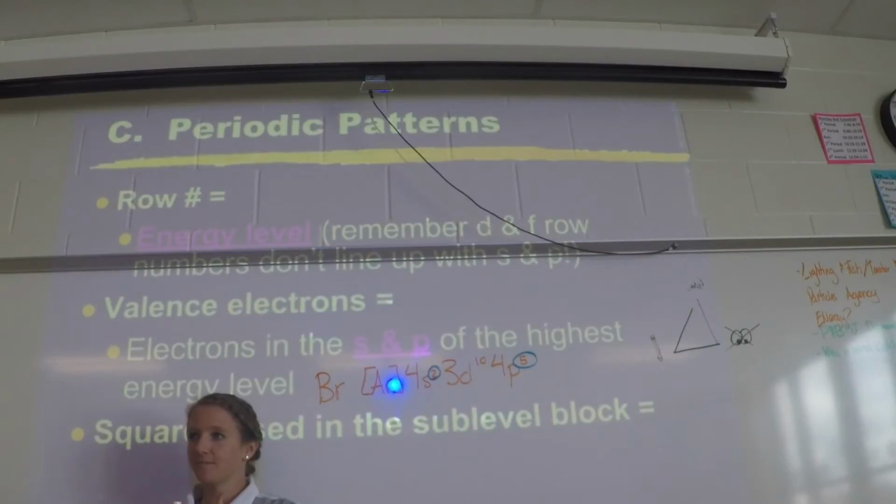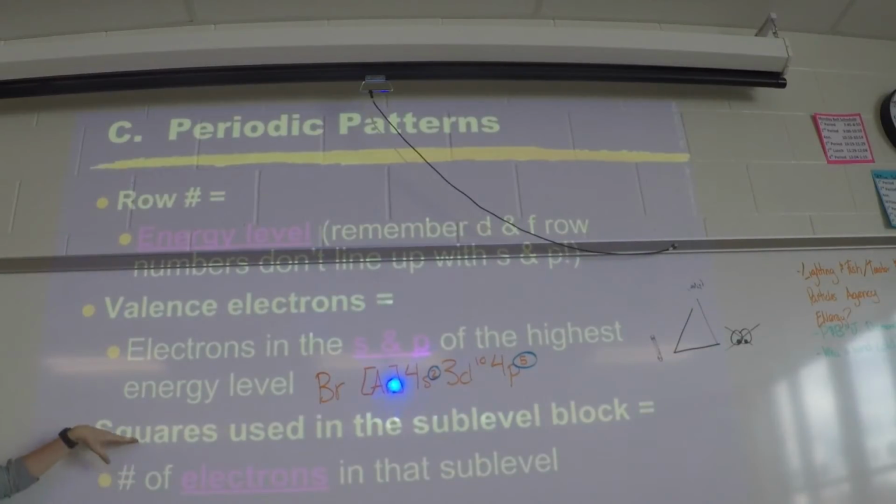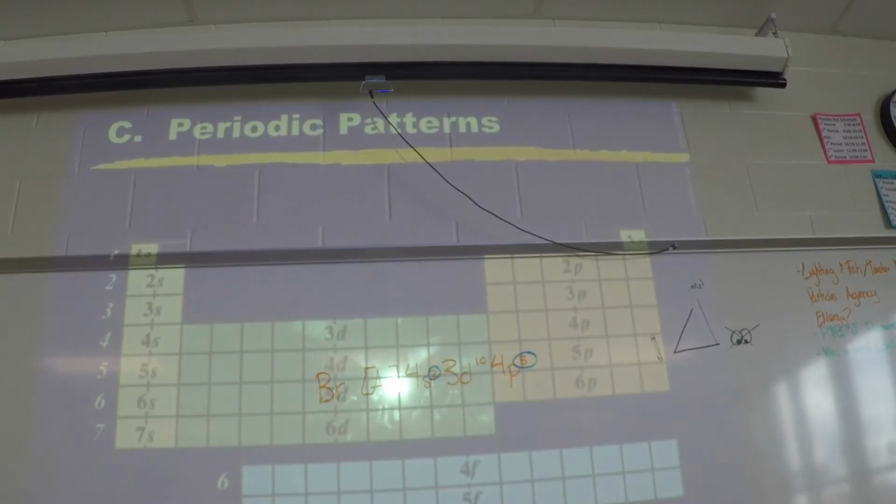That make sense? Okay, and then like we mentioned, if you forget, the squares on the periodic table tell you the number of electrons in the sublevel. So if you forget how many can fit in the D, just count across and it goes to 10. Or in the F. Those are the ones people typically forget. Okay?